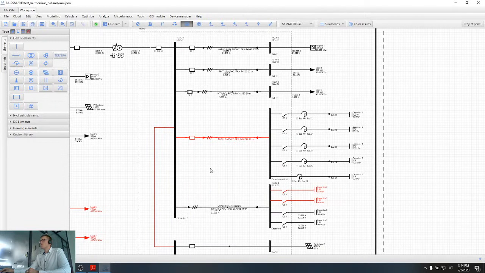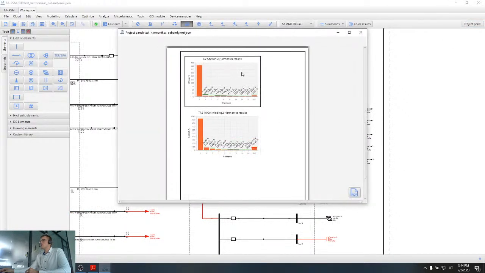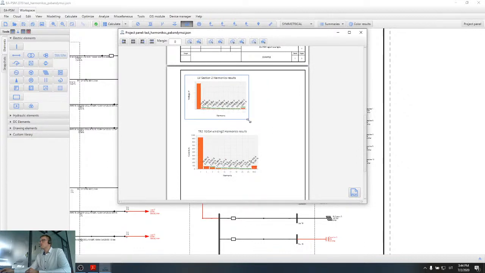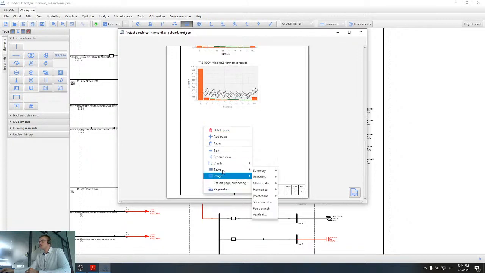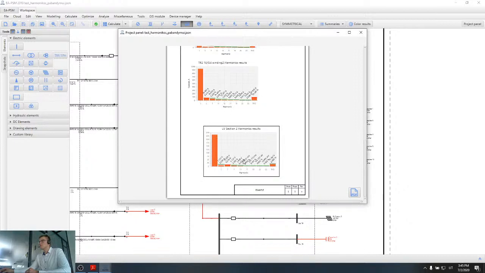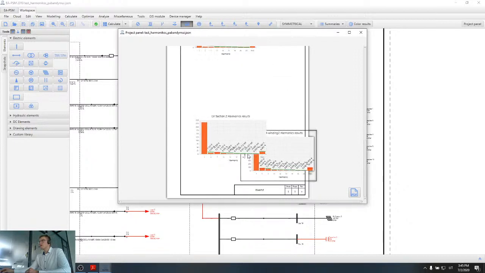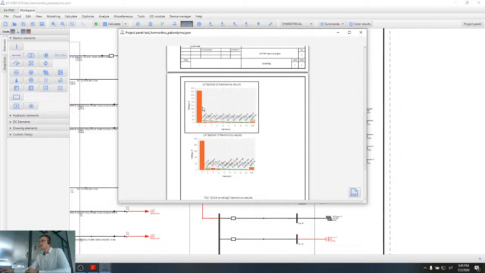What I would like to do for my comparison is open the project panel again and add harmonics from the mode with capacitor. Maybe I'll add them here. Let's go to chart, harmonics. I will add harmonics from mode 1 and low voltage section 2. Now we can change a little bit the way these charts are put on the page, and this will allow us to compare the harmonic values.